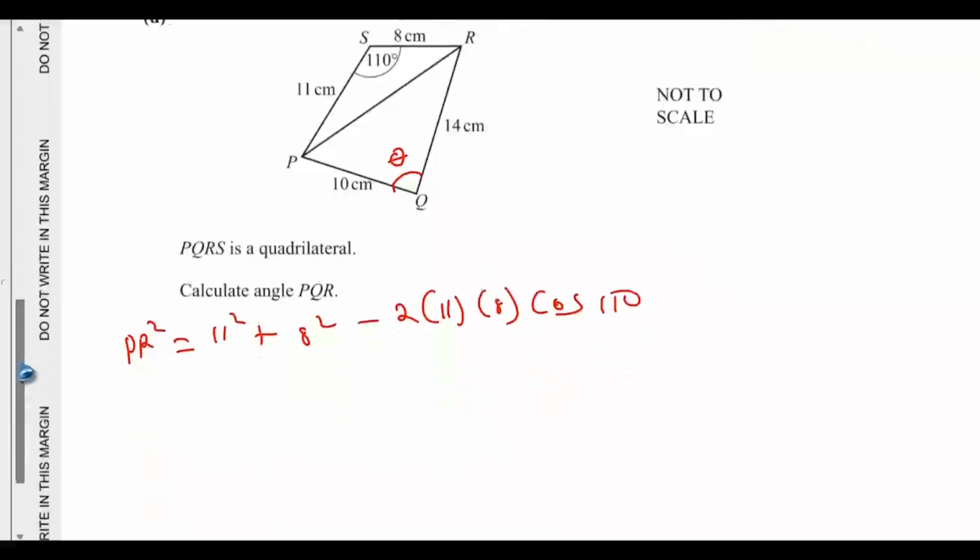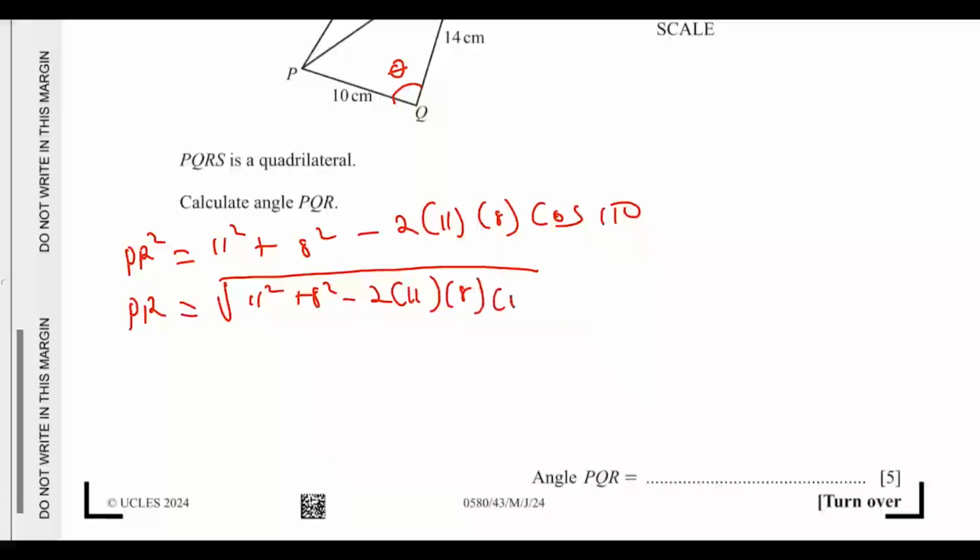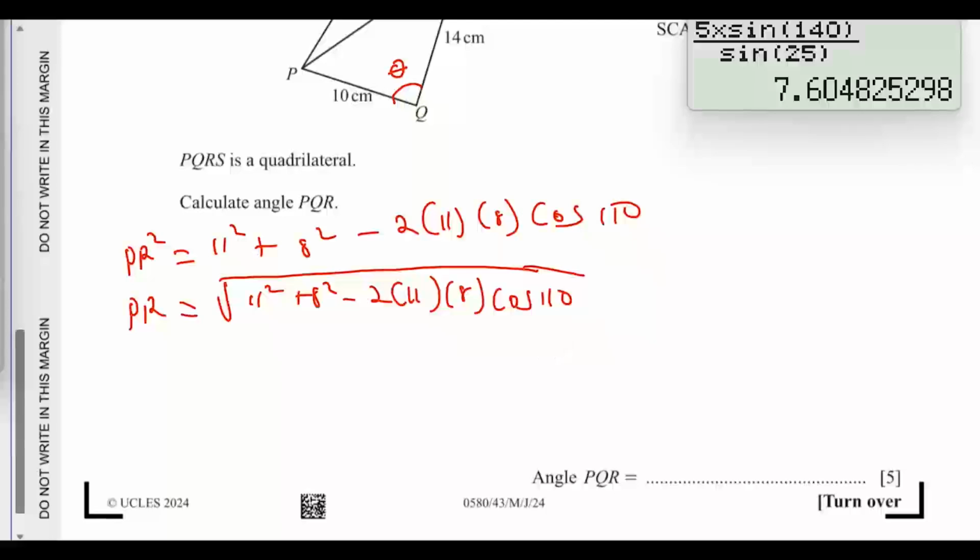So you can simplify this straight away. Before then, what you can do is input this into your calculator straight away, and that will give you your answer. So PR equals the square root of everything, that is the PR we need. It will be 11 squared plus 8 squared minus 2 into 11 into 8, then multiplied by cos 110. If you pick your calculator, you can do this straight away.